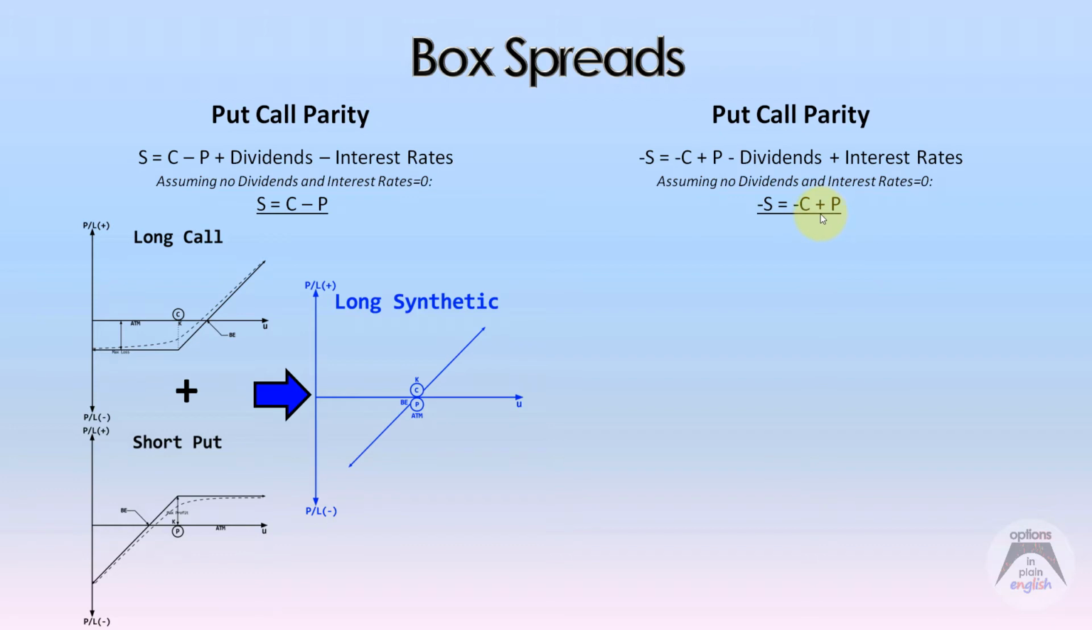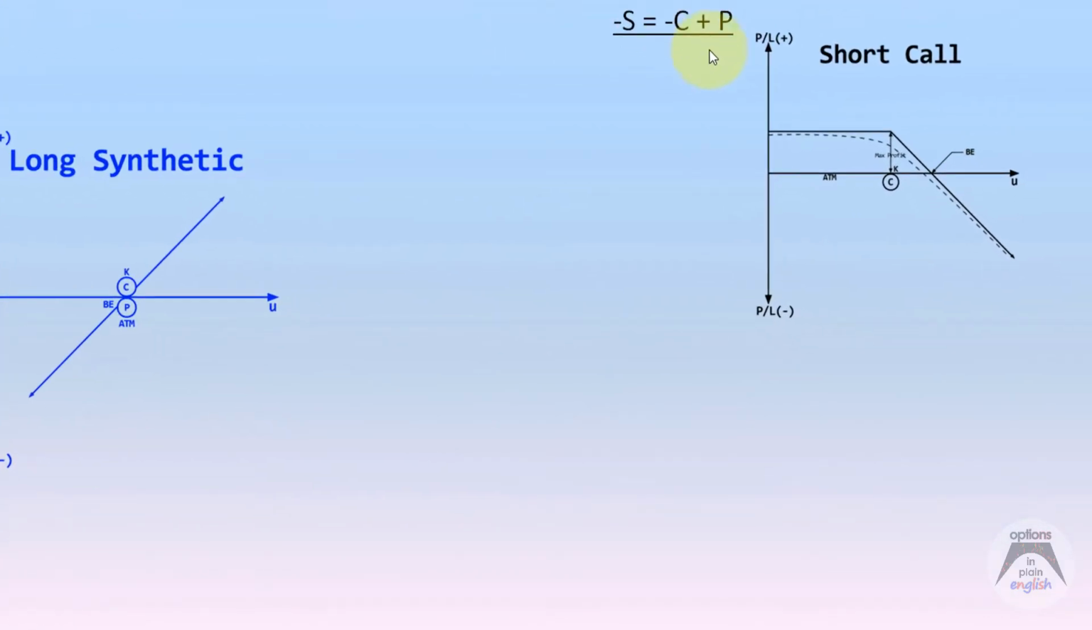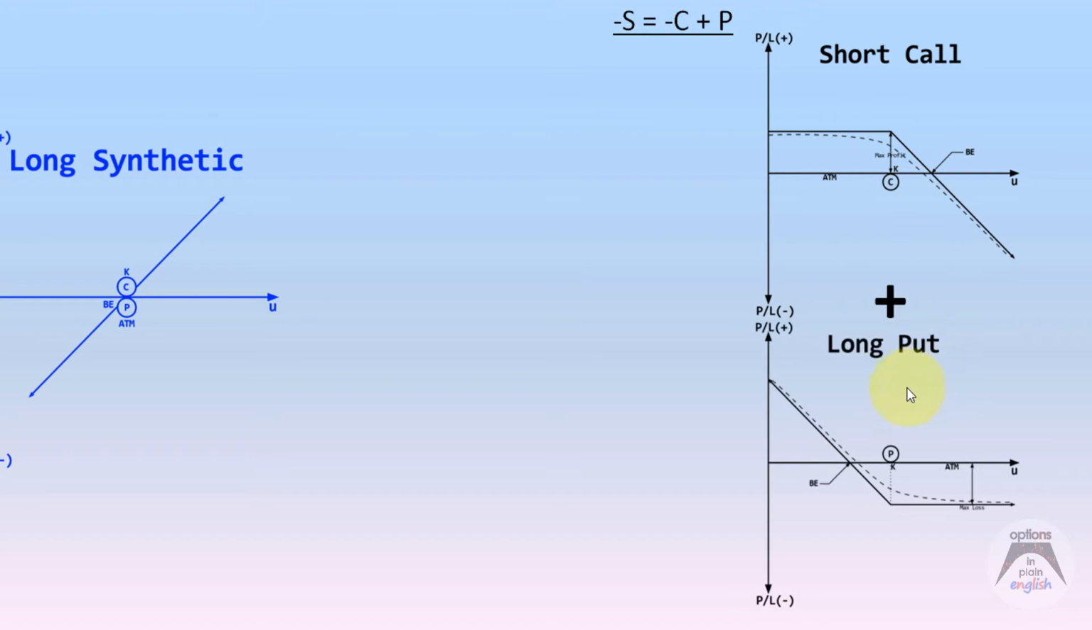So if we think about it this way, we can replicate a short stock position with options. We have a short call at a certain strike price, and then at the same strike price, you're going to have a long put. The short call is a position that we already know.